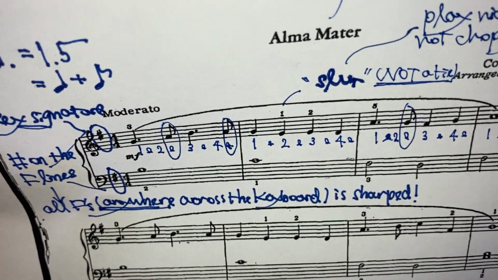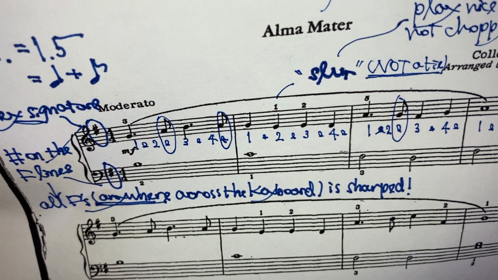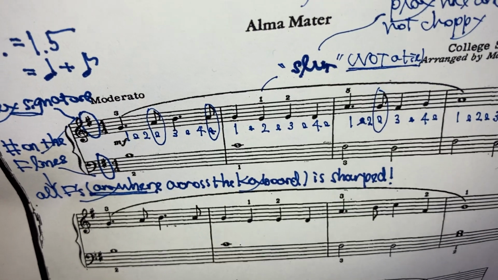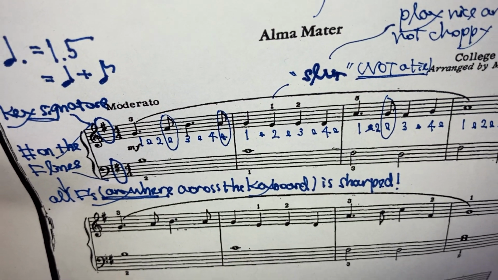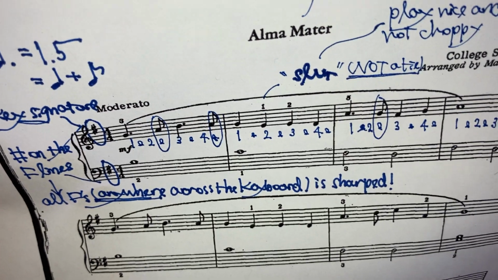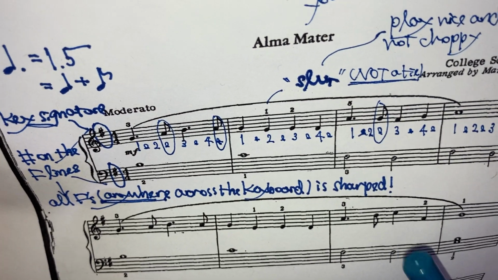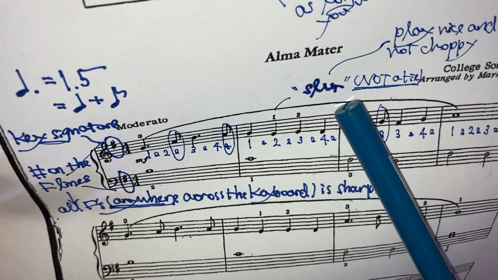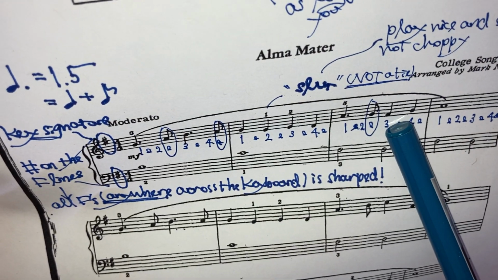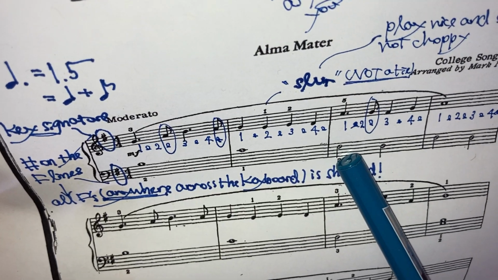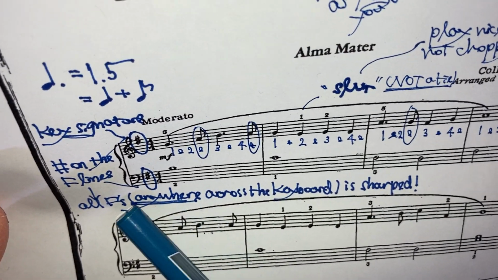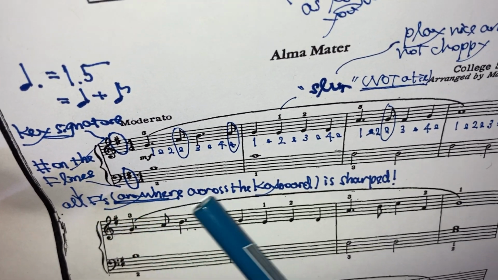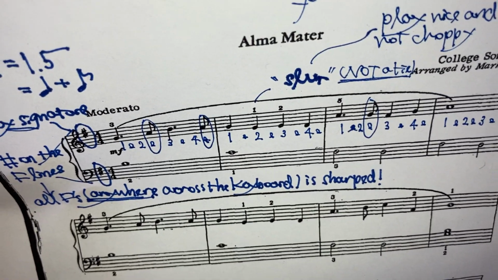Now, that means every time you see an F, this is the very important part. Any F's, that's the main point of this part of the video. Any F's, okay? So don't just look at this particular F, the top line. This F too here, or this F. That's what I meant, and that's why I underlined it here. Anywhere across the keyboard.